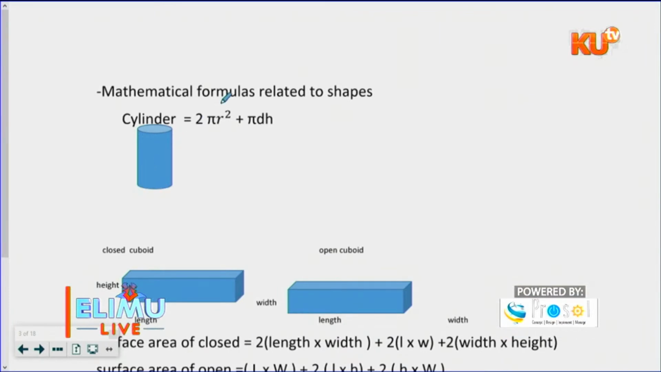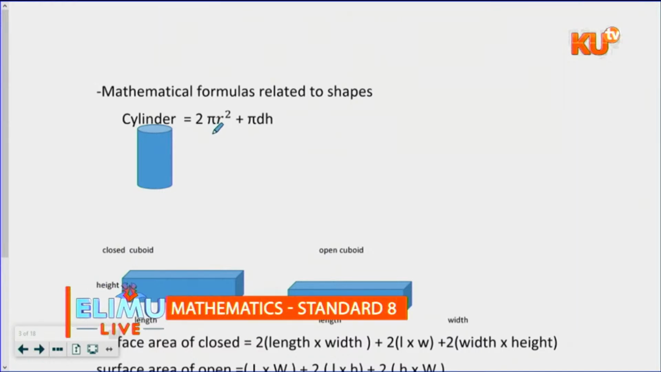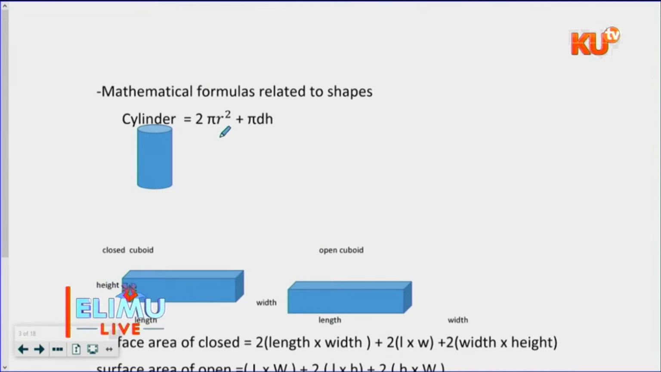So this one will give us the formula for the area of those two parts. Remember, for one of the parts we say pi r squared. That is the area of one circle. But now there are two. We simply add 2, then you say 2 pi r squared. Then we come to the third part, which is the curved part.